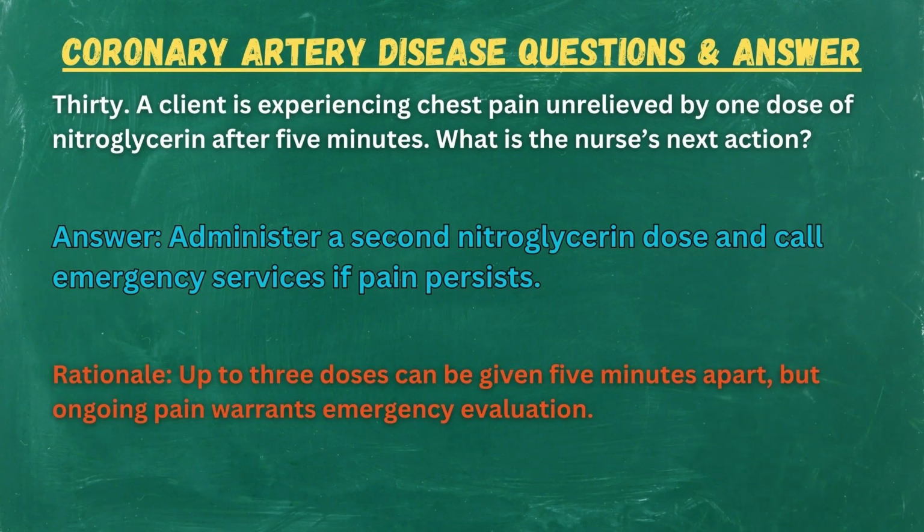30. A client is experiencing chest pain unrelieved by 1 dose of nitroglycerin after 5 minutes. What is the nurse's next action? Answer: administer a second nitroglycerin dose and call emergency services if pain persists. Rationale: up to 3 doses can be given 5 minutes apart, but ongoing pain warrants emergency evaluation.